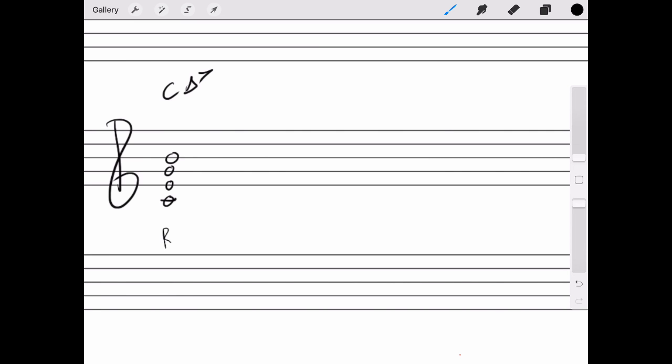So here we have our root position, the C, E, G, B. Now if we go into first inversion, we're going to take the C and move it up to the octave. So now our third will be in the bass.